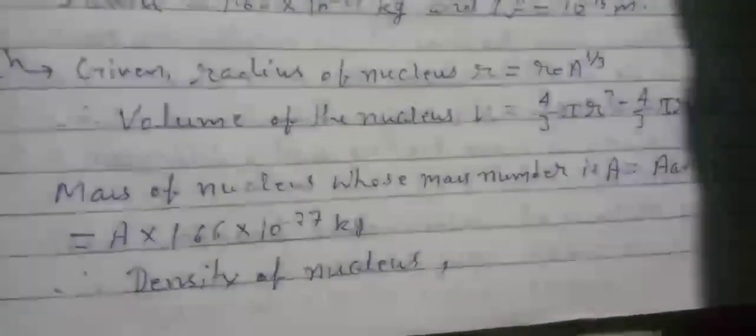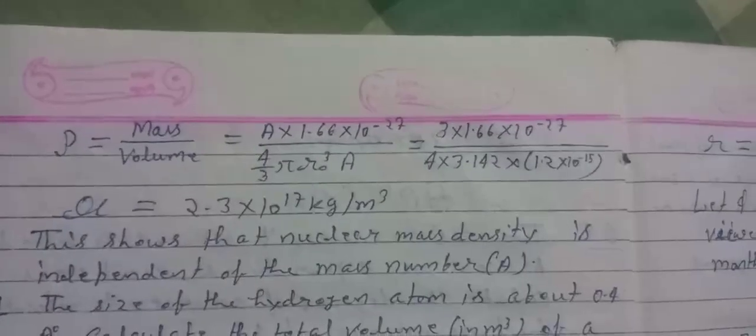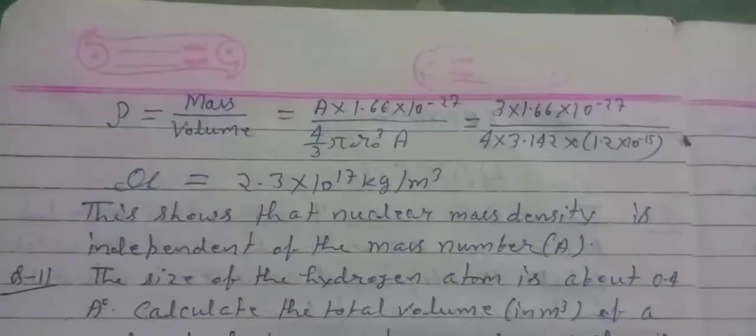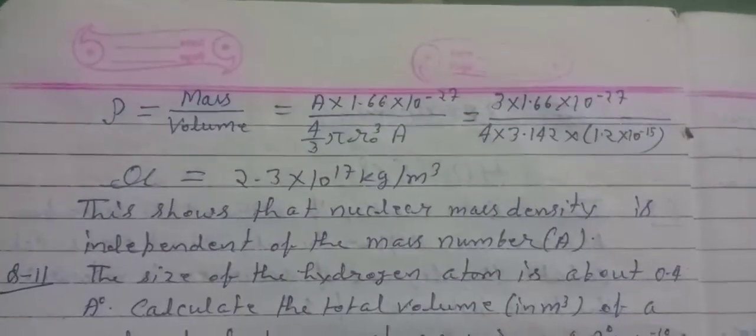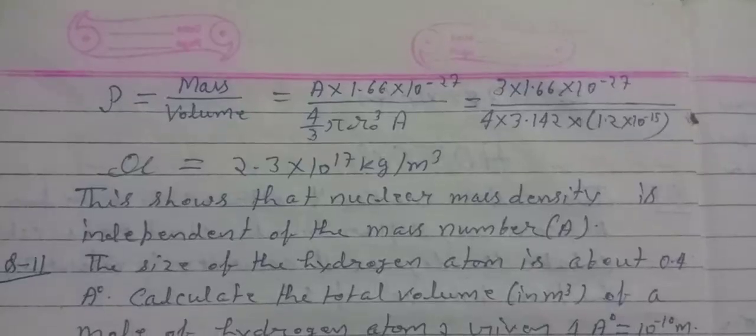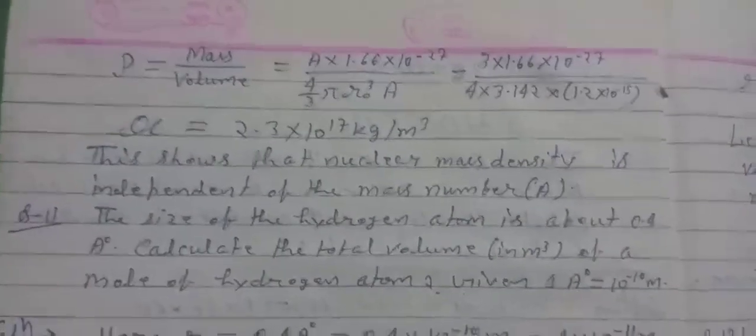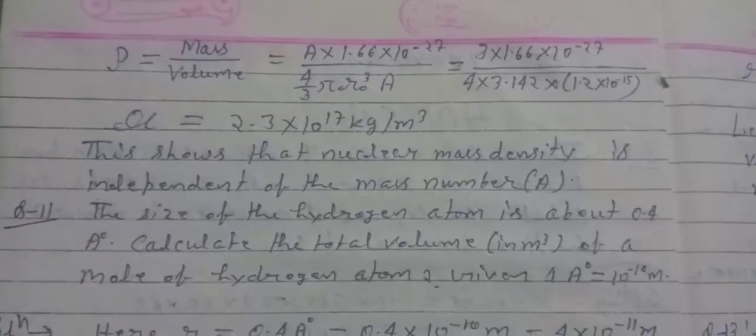Hence, density of nucleus rho equals mass by volume. Putting the values, we get density equals 2.3 into 10 to the power 17 kg per meter cube. This shows that nuclear mass density is independent of the mass number A.